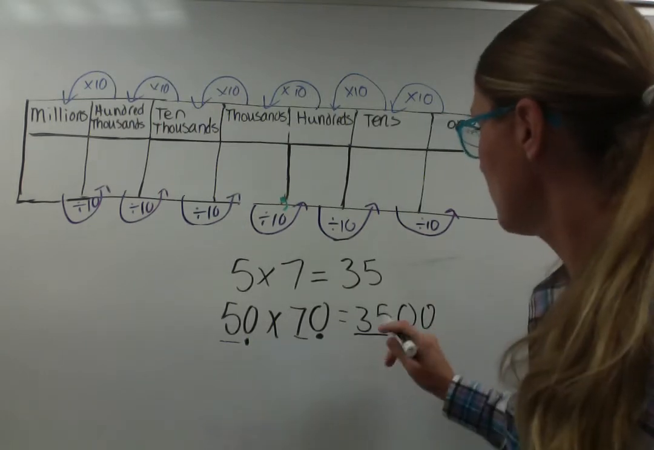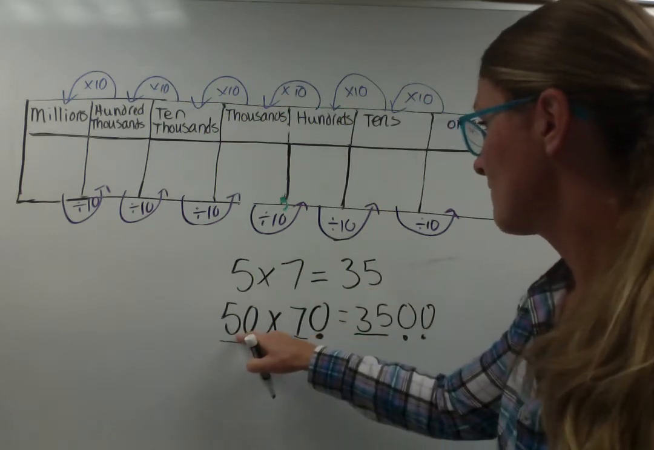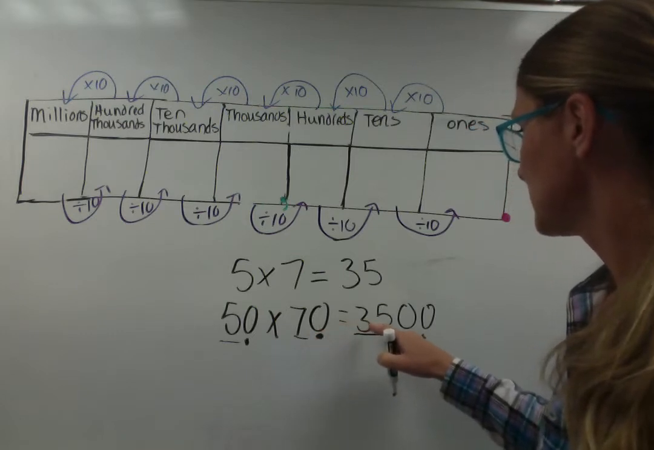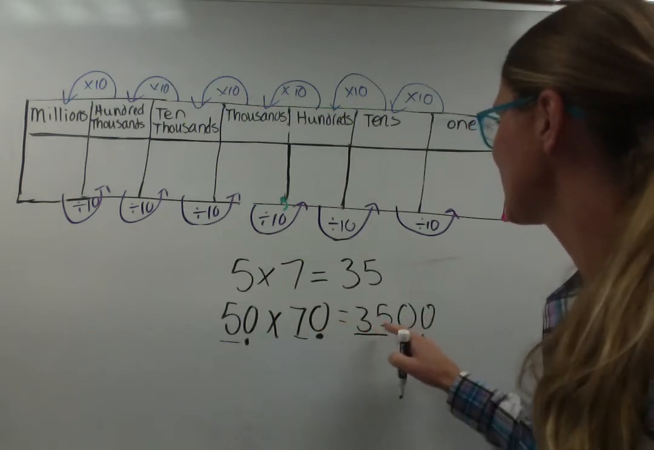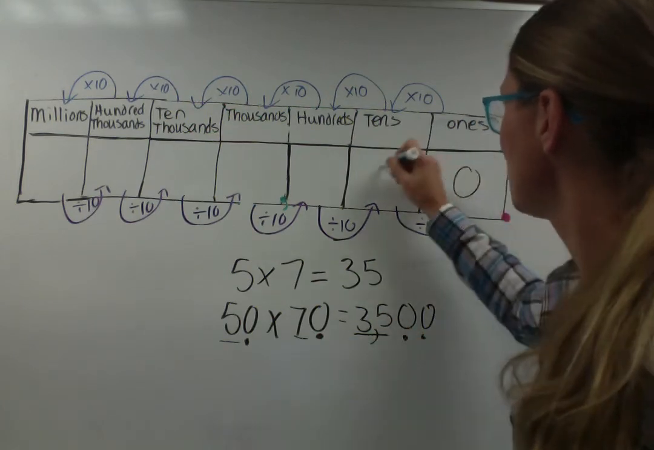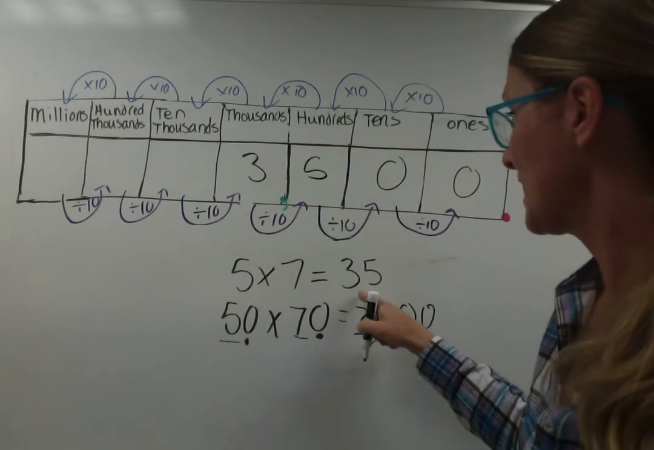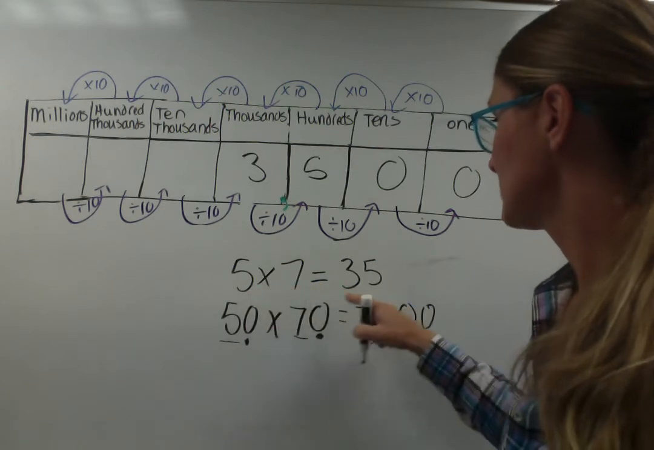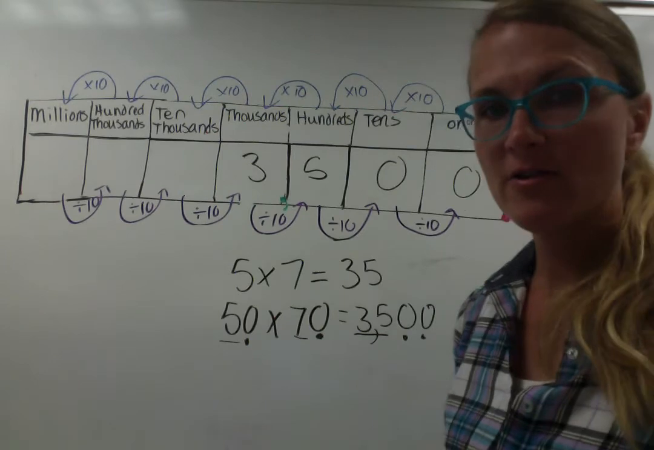So 5 times 7 is 35 ones, but we have 5 tens and 7 tens, which is 35 hundreds, which is 3,500. So those two placeholders move the 35 up, which should make sense. Because 5 times 7, when you're multiplying ones, is 35, so 50 times 70 should be a lot more than 35. That should make sense.